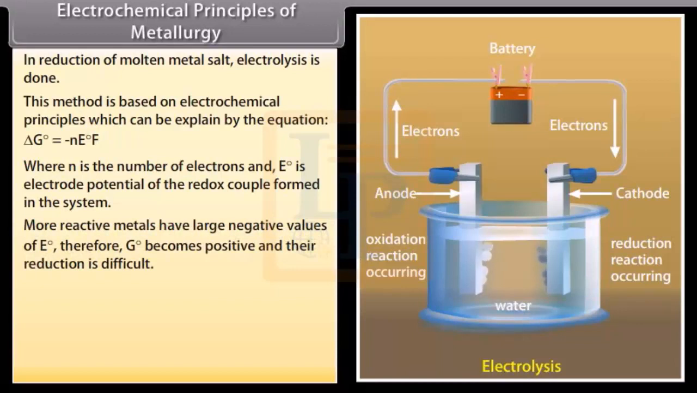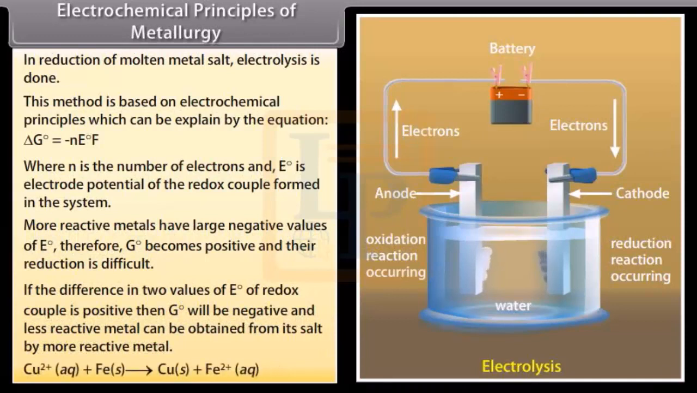More reactive metals have large negative values of E naught, therefore delta G naught becomes positive and their reduction is difficult. If the difference in two values of E naught of redox couple is positive, then delta G naught will be negative and less reactive metal can be obtained from its salt by more reactive metal.